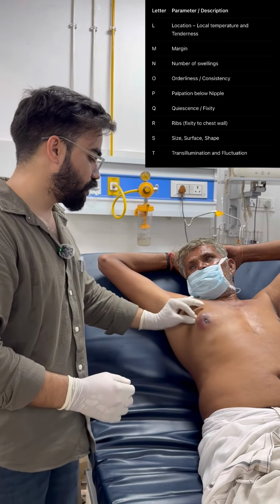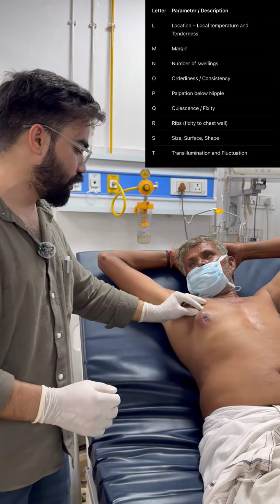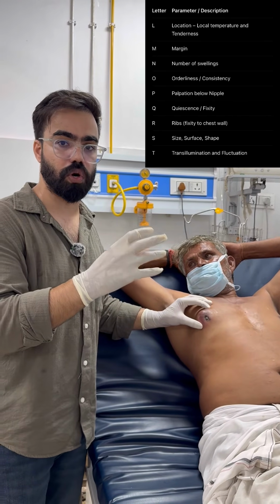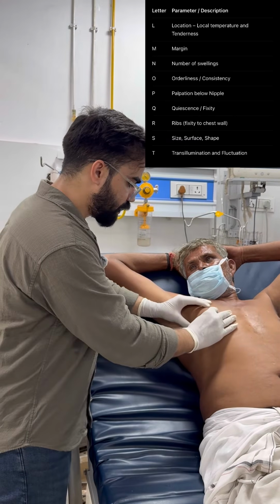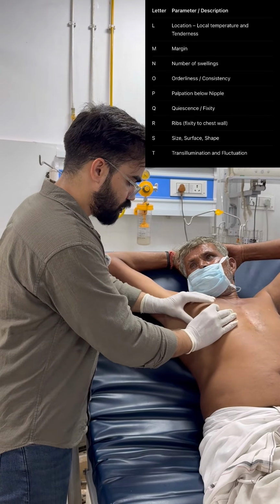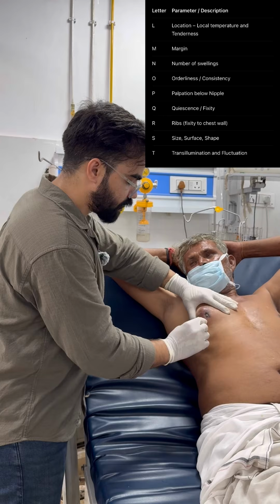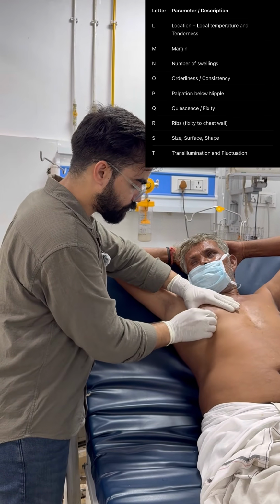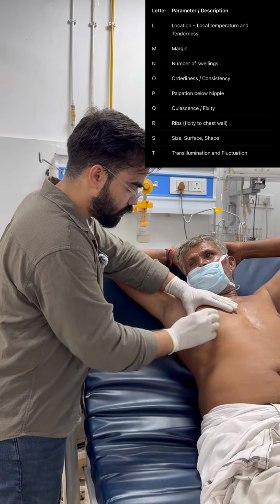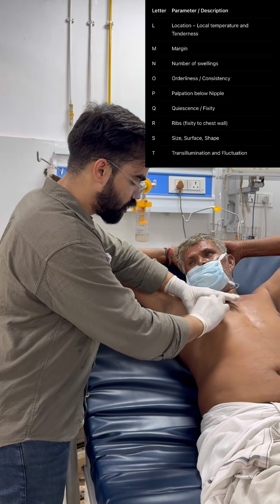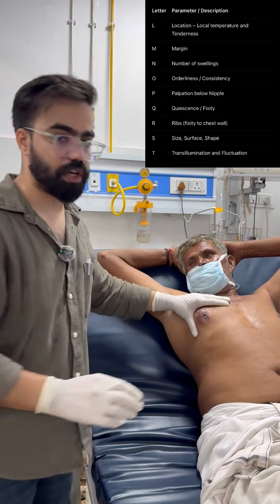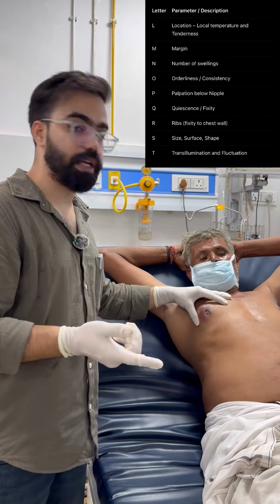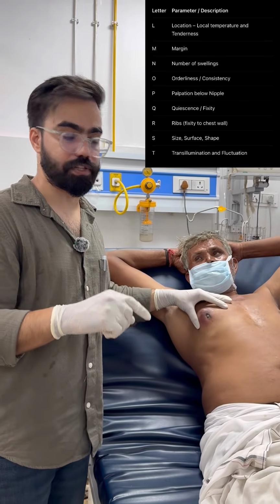So after looking for fixity to the skin, the next thing we need to do is check whether the swelling is fixed to the breast tissue or not. Simply move the breast. With one hand, fix the breast of the patient, and with the other hand, move the swelling. See whether the swelling is mobile or not. Swellings of diseases like fibroadenoma are highly mobile, hence known as breast mouse, whereas swellings of carcinomas are usually fixed.